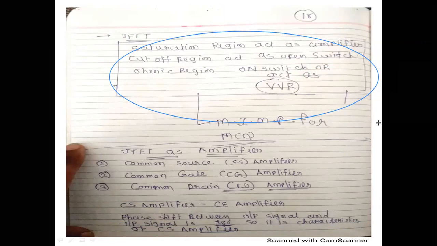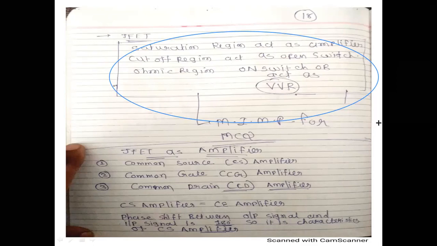VVR means what? Voltage variable resistor. Delta VDS upon delta ID. Simply apply the resistor equation, delta VDS divided by delta ID. So it is the concept regarding the junction field effect resistor. Again repeat, it is known as voltage control device.